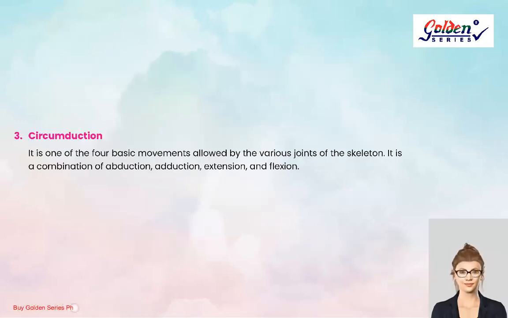Number 3. Circumduction. It is one of the 4 basic movements allowed by the various joints of the skeleton. It is a combination of abduction, adduction, extension, and flexion.